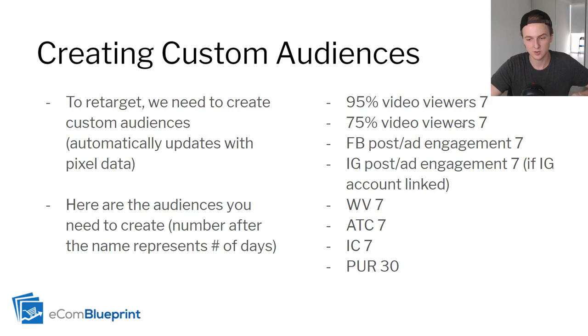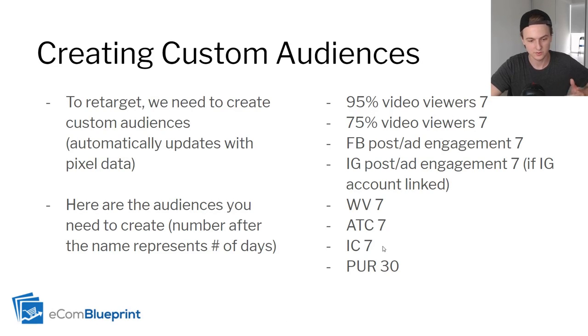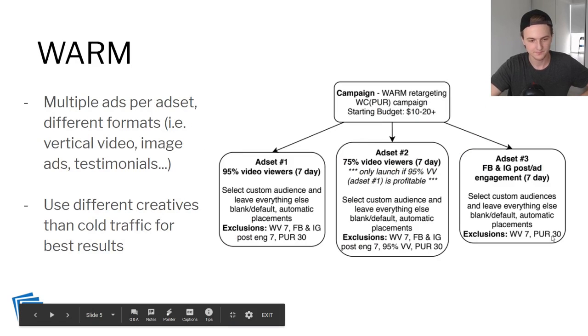When you create a custom audience, it asks you to select a specific time frame. Almost all of them are the last 7 days, and then this one is the last 30 days. These are all the audiences that you need to create to set up your retargeting funnel the way that I'm going to show you in a second. So once you've created all of this, you can move on to the next step.